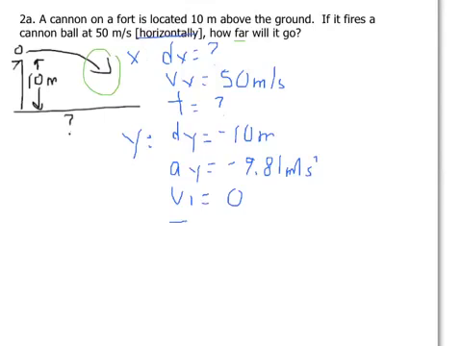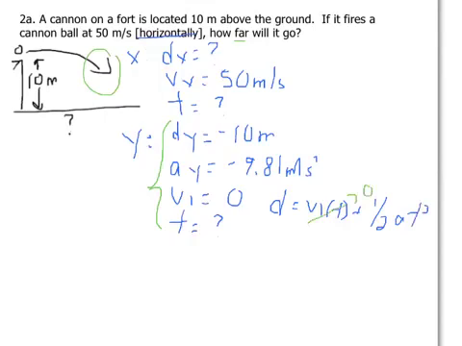Lastly, we need to find time. Because time is constant between the horizontal and the vertical component, it can be found using either the horizontal or the vertical component. And because we have 3 of the 4 necessary kinematics variables, we're going to use the y direction, the vertical direction, in order to find the time. The kinematic equation we need to use here is d equals v1t plus 1/2 at squared. And the first term, v1t, becomes 0 because our initial vertical velocity is 0. And remember, we're looking for t.